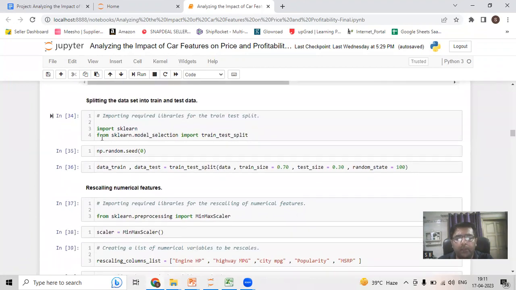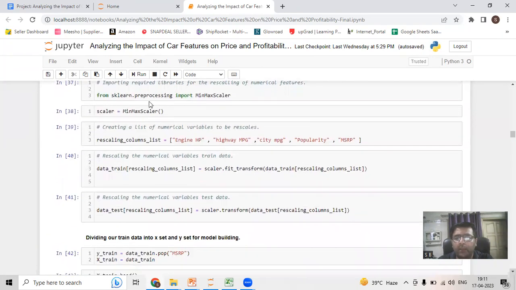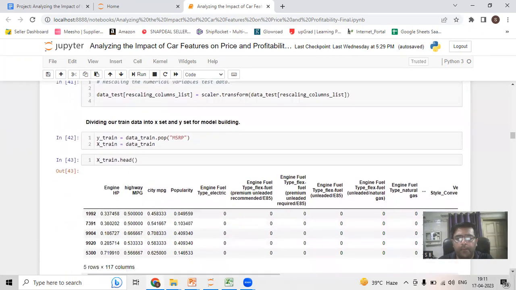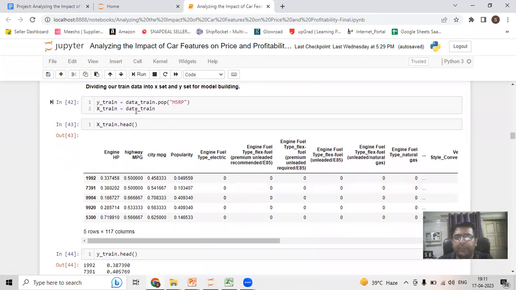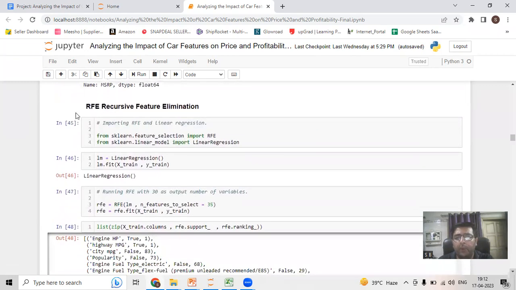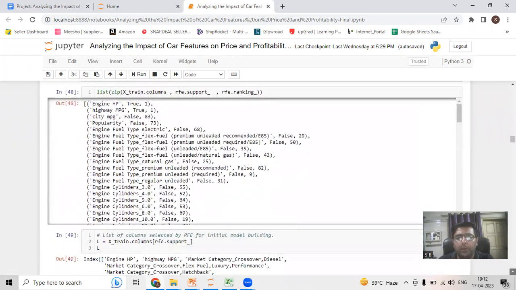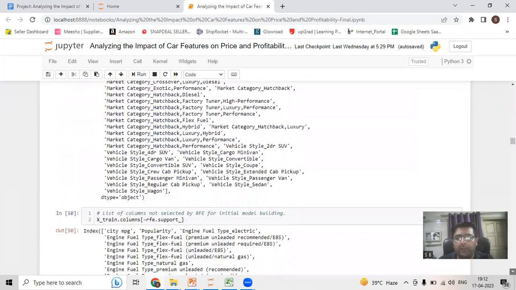Here I have split the data into test and train data sets in a 70-30 ratio. Rescaling of numerical features was done with the help of min-max scaler. So Y-train is our dependent variable and X-train contains our independent features. Here we have performed RFE, recursive feature elimination, with 35 features initially, which gave us the first 35 features supported by RFE, and then we started creating our models.